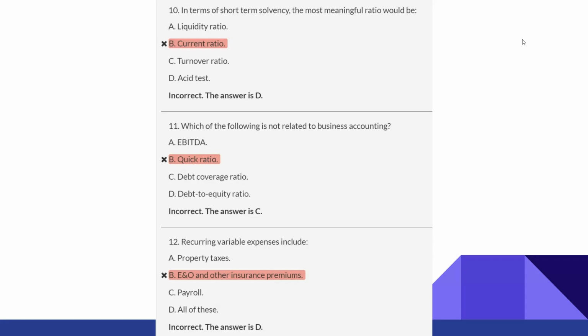Number ten, in terms of short-term solvency, the most meaningful ratio would be D, acid test. Number eleven, which of the following is not related to business accounting? Would be C, debt coverage ratio. Number twelve, recurring variable expenses include D, all of these.